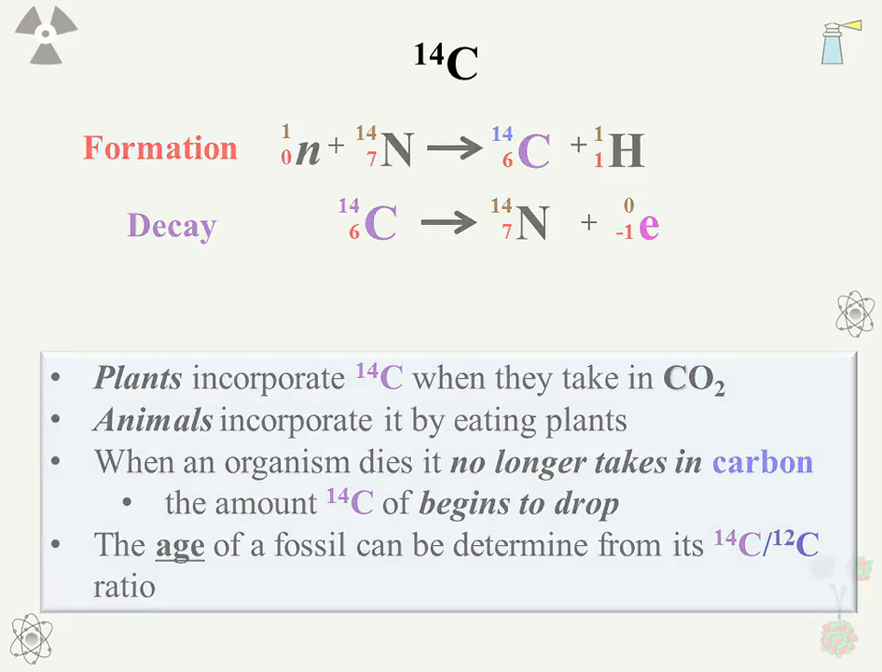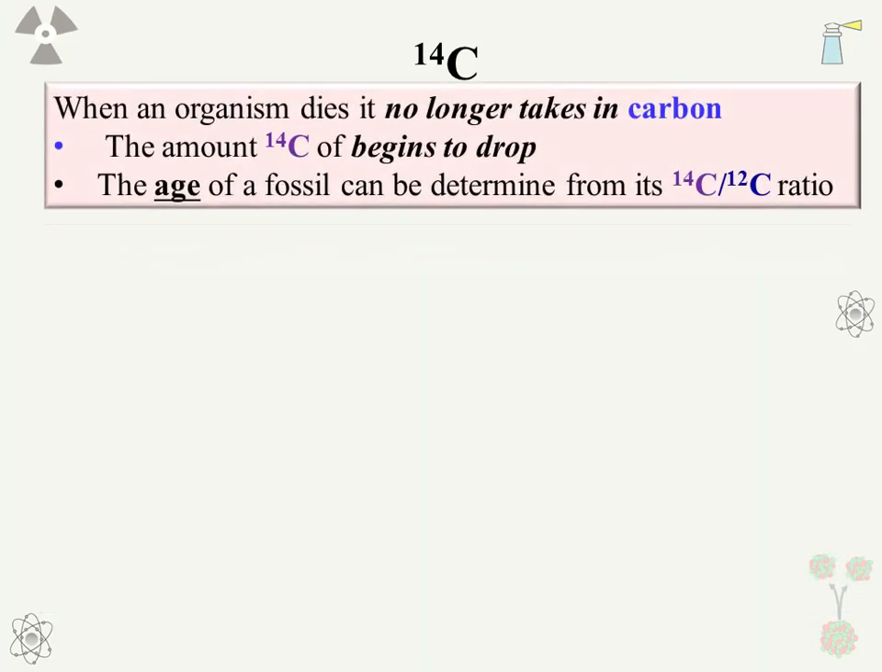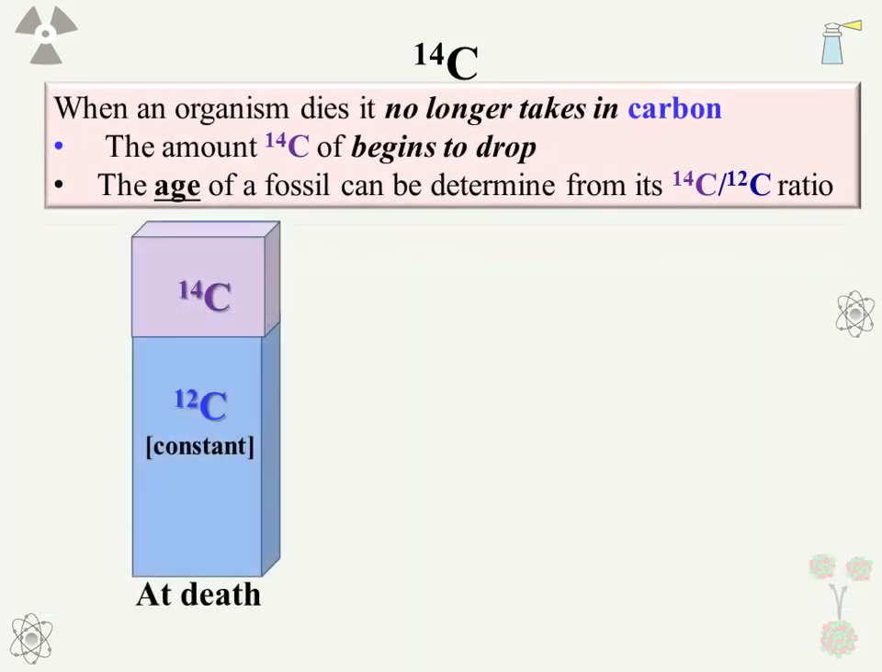A visual of this can be helpful. Consider these blocks as representing the proportions of carbon-12 and carbon-14 at the time of death of some organism. No new carbon is added to the remains. For demonstration purposes, the carbon-14 proportion that is shown here is much larger than that found in nature.